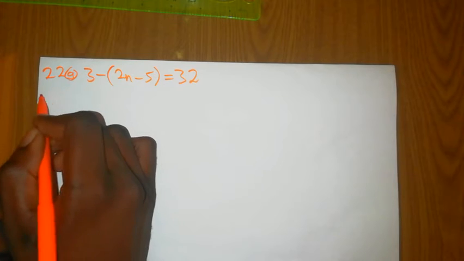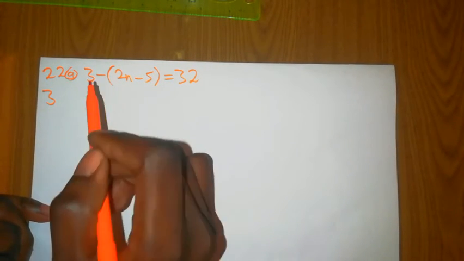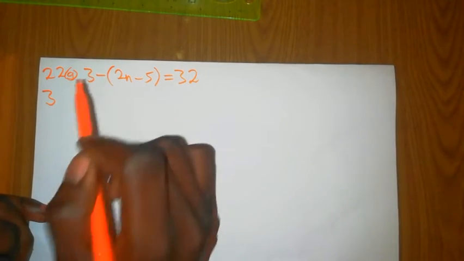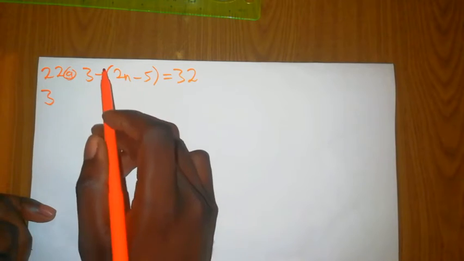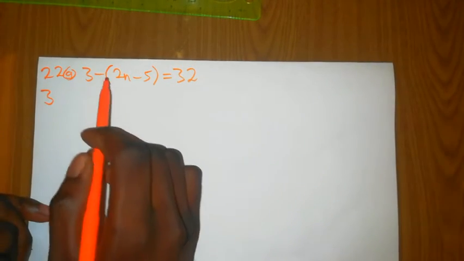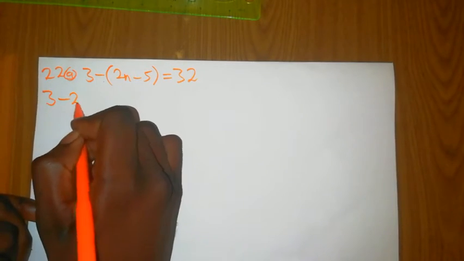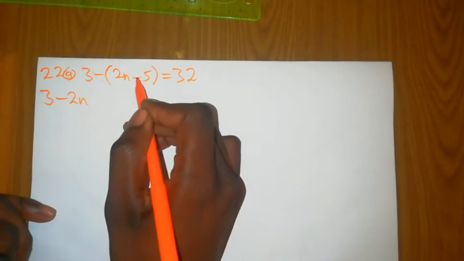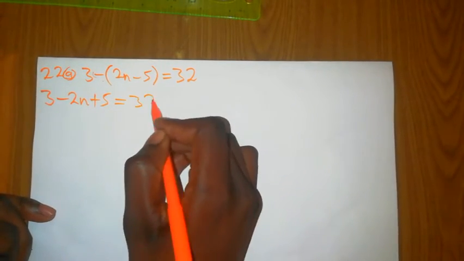So in this case, we're going to have 3. We assume that there is an imaginary 1. Whenever you're doing maths, just know that we have an imaginary 1 before every bracket. So in this case, it's negative 1 times 2, that's a negative 2, and then negative times a negative, that's a positive 5, is equal to 32.